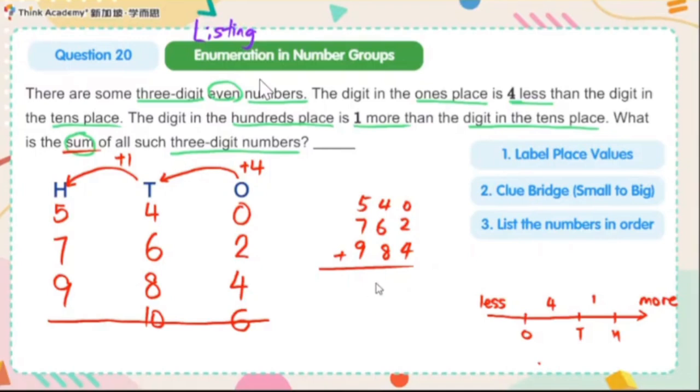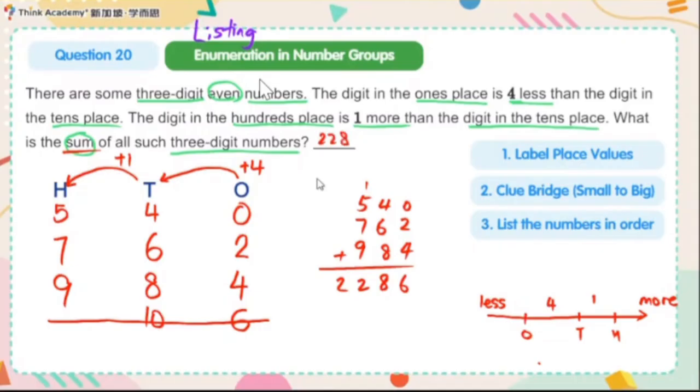So 0 plus 2 plus 4 is 6. 4 plus 6 plus 8 is 18. Then finally, 1 plus 5 plus 7 plus 9, 22. Right, so as some of you have eagerly told me the answer, yes, 2286 is it.